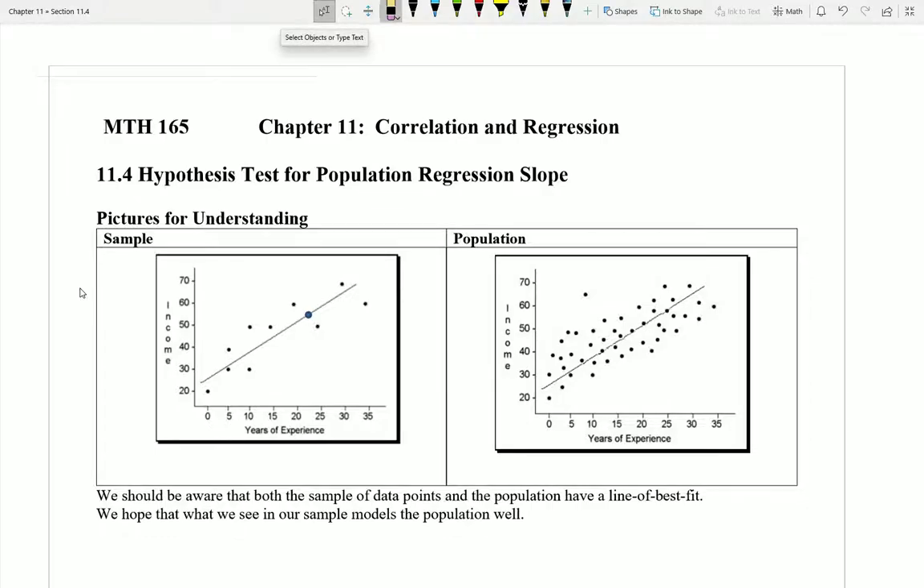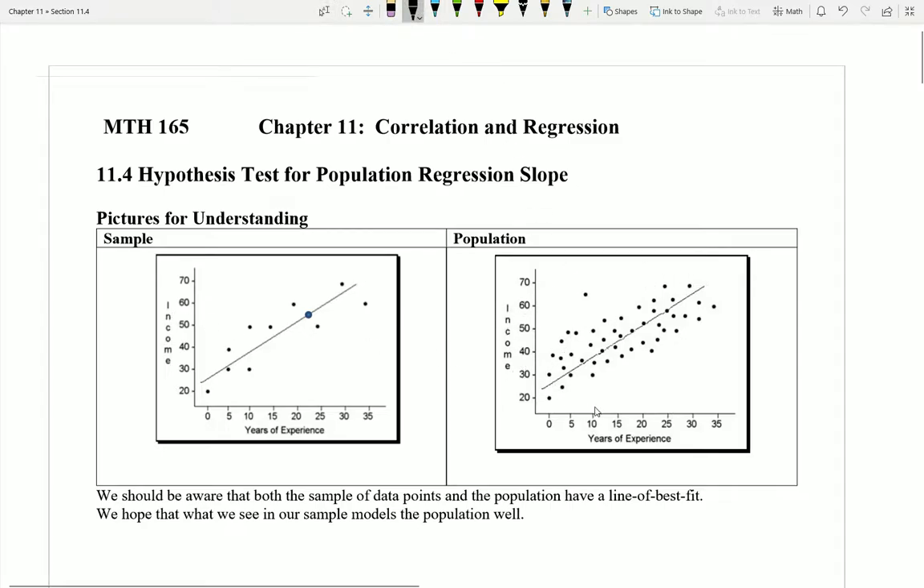In this section, we're going to take a look at the last hypothesis test that we're going to cover this semester. It has a lot to do with, obviously, all the material that we've been talking about up until this point. And I have these pictures down below to help at least start to illustrate the main idea of this section.